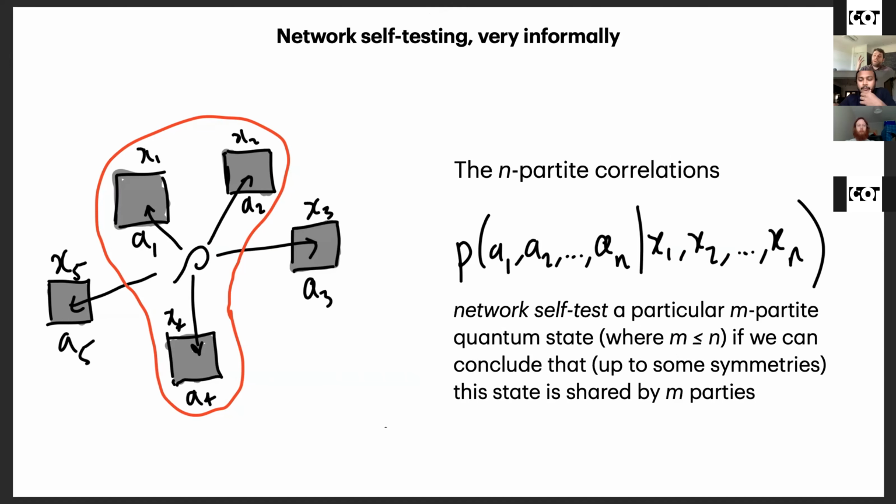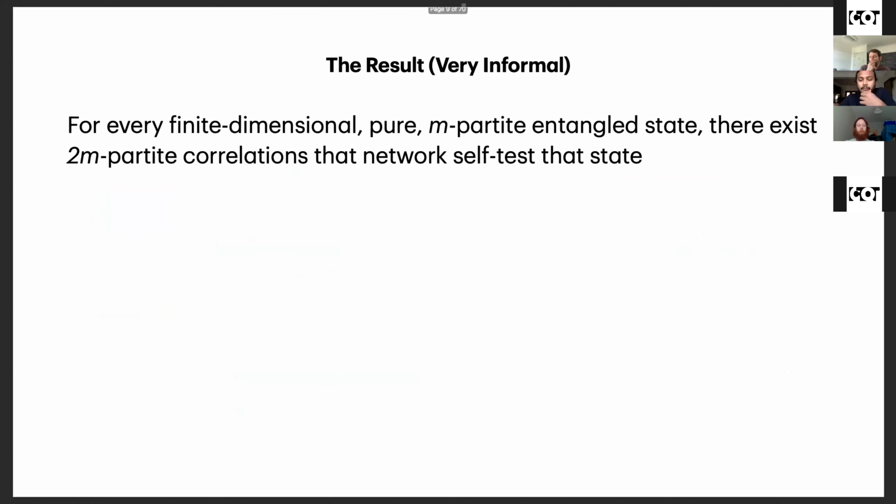So network because we've got a bunch of devices, and you can imagine they're all networked together. They're sharing some resources, and within this network, we want to say something about the quantum state. Okay, so we say the n-partite correlations network self-test a particular m-partite quantum state, where m can be less than or equal to n, if we can conclude, again, up to some symmetries, this state is shared by those m parties. Okay, so this is the scope of the talk, but we'll get to that.